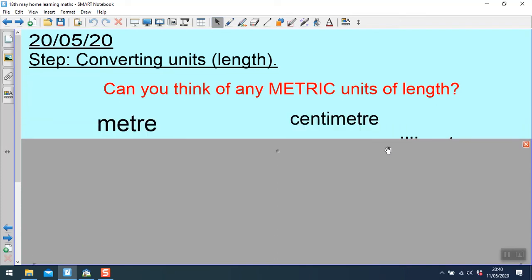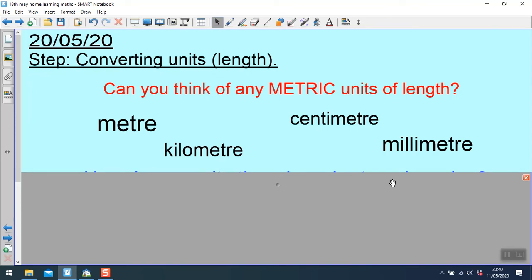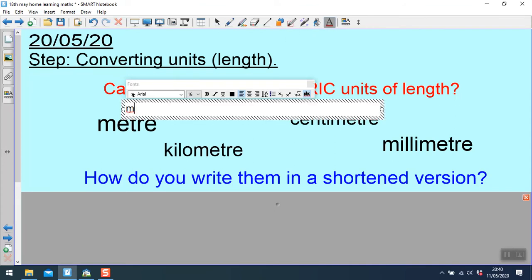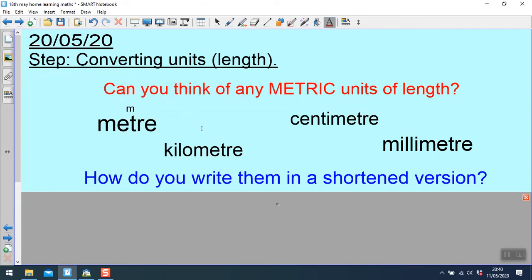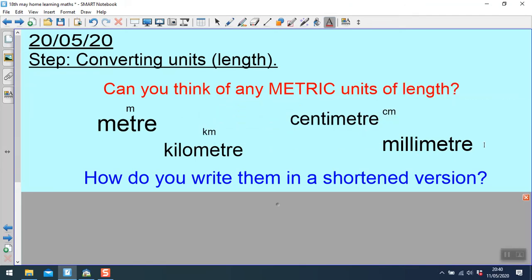So we've got metre, centimetre, millimetre and kilometre. What is the shortened version of these units of measurement? How would you write them in a quicker way? Pause the video while you think. So metre, a quicker way is to write m. Kilometre, we've got km. Centimetre is cm. And millimetre is mm.